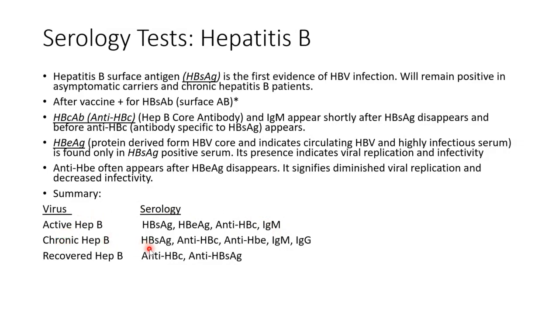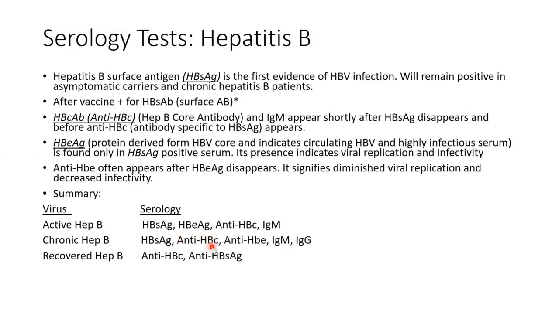Chronic hepatitis B, we're going to see HBsAg, because it's evidence of a hepatitis B infection. An anti-HBc, which is a core antibody. And a core antibody is indicative that somebody has had hepatitis or they have chronic hepatitis.